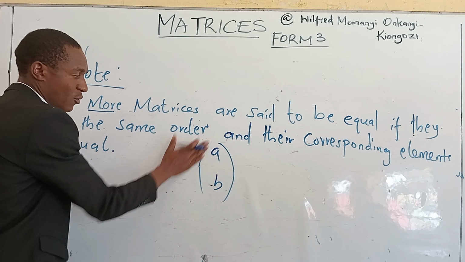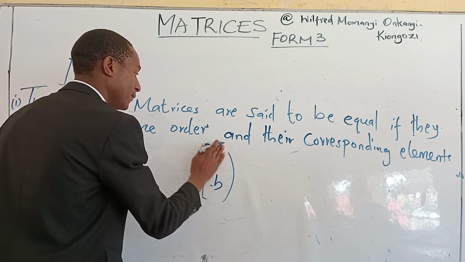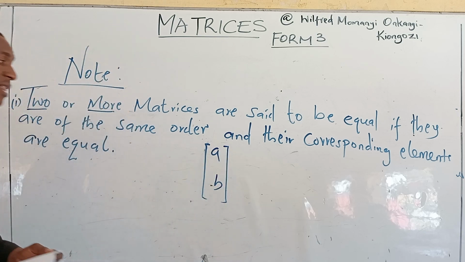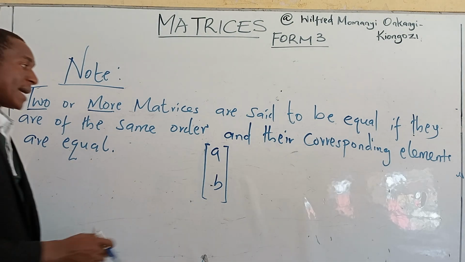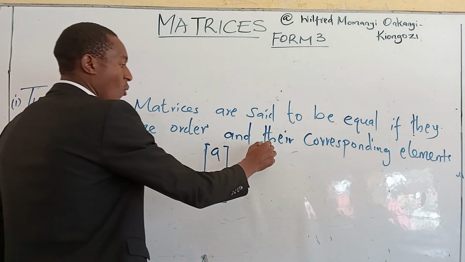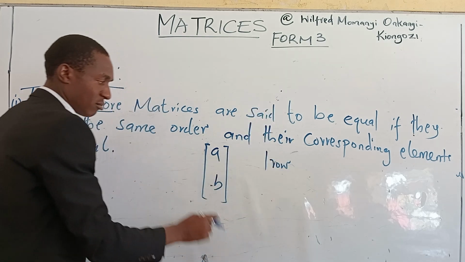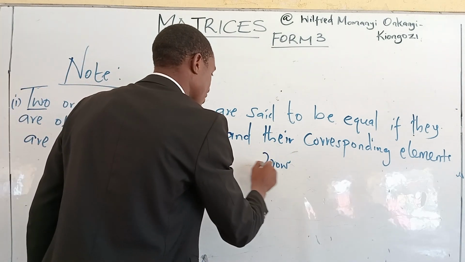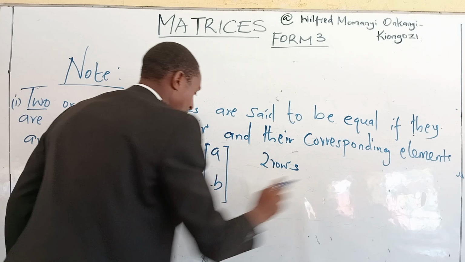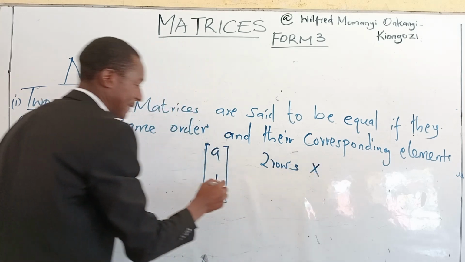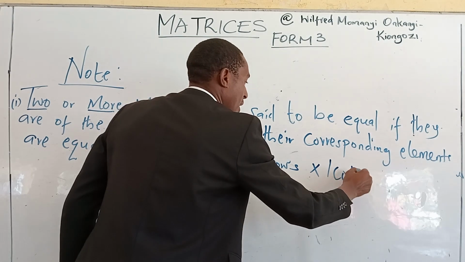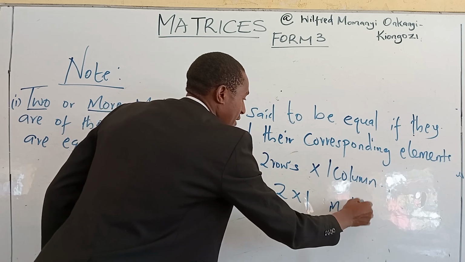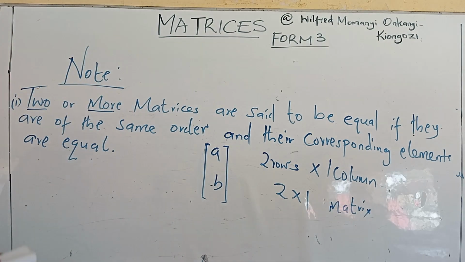This one is a matrix. Let me use the square bracket. In citing the order of this matrix, we begin with the rows, then we write the columns. It has two rows, the row that goes with A and the one of B, and one column. So this one is a 2 by 1 matrix. That's another example. We can have several others.